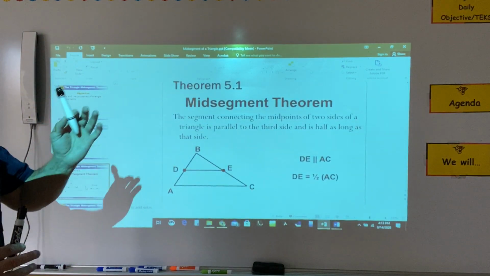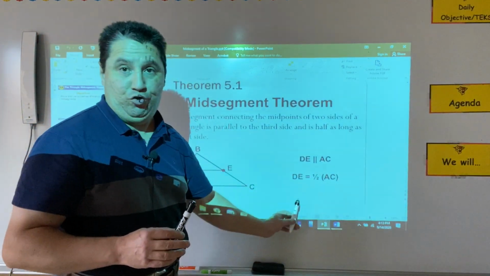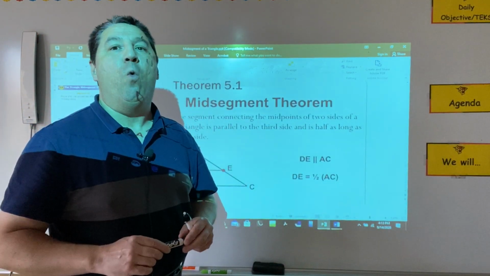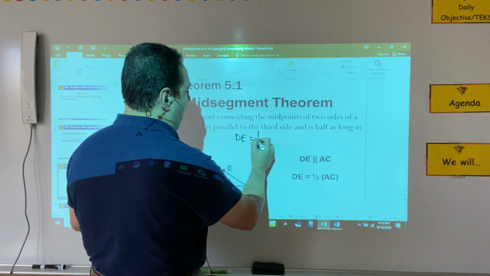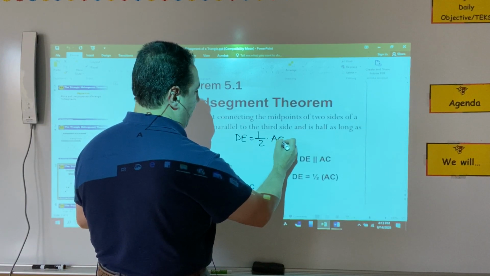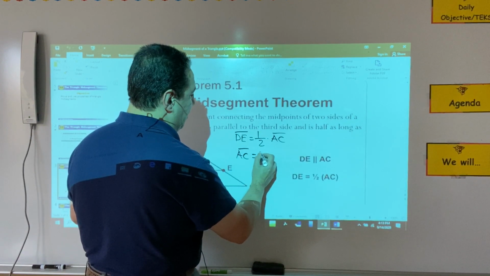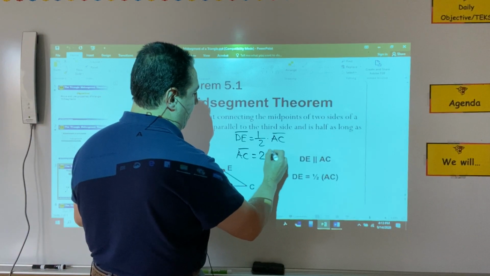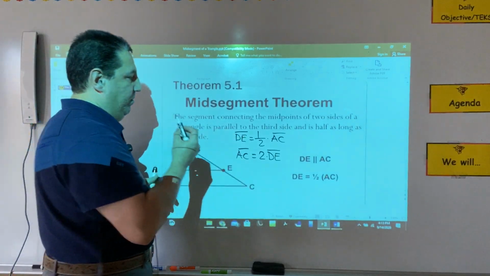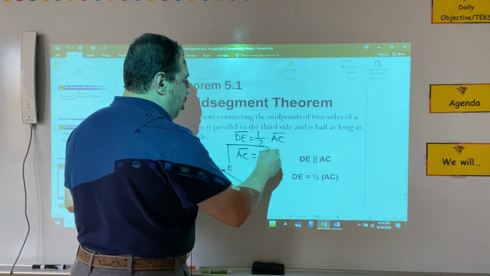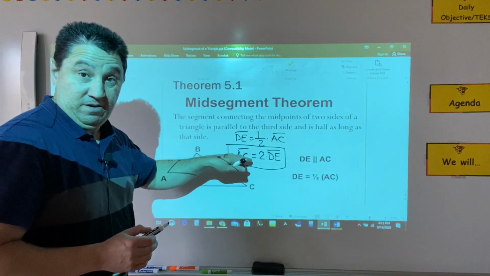Now, I will rewrite this statement for you, and I will explain why. Instead of DE equals 1/2 of AC, I would say AC equals 2 times DE. These two statements are equivalent, meaning the same thing. But I suggest when you deal with mid-segments to use the second expression.